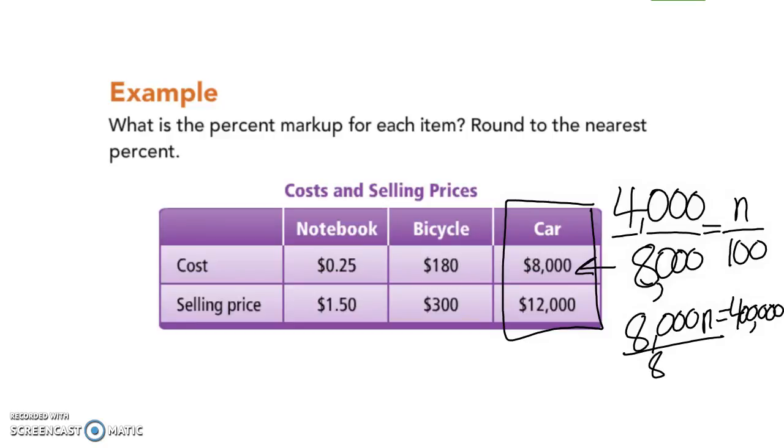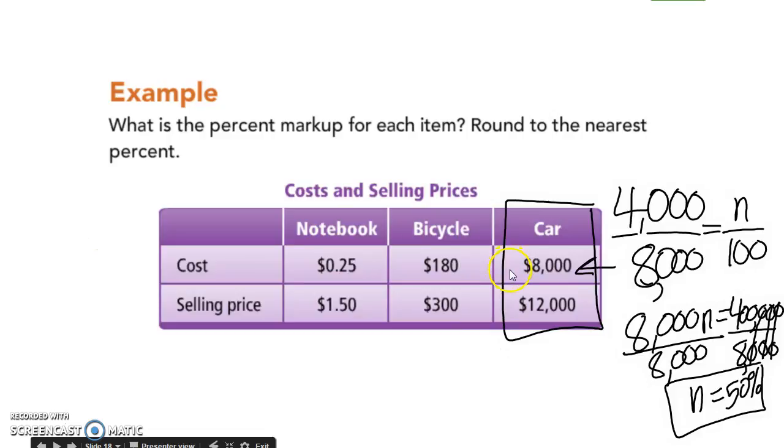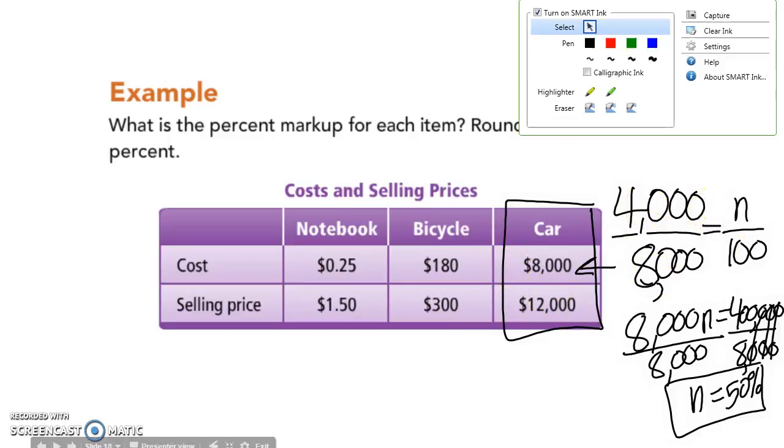400,000. I would divide by 8,000. I'm going to eliminate some zeros to make this easier for me. And 400 divided by 8, that's going to be 50. So it is a 50% markup on the car. 50% markup. How did I get that again? The change in the price over the original price equals n over 100, and then I just solved that proportion.